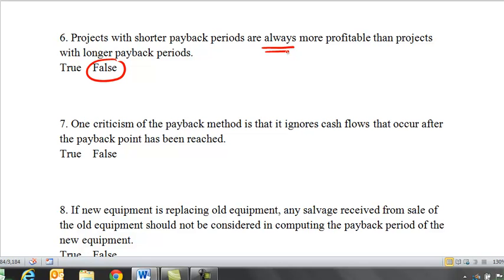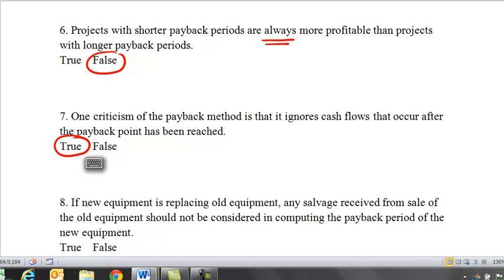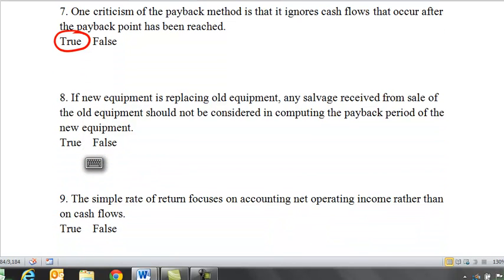Number 7. One criticism of the payback method is that it ignores cash flows that occur after the payback point has been reached. And that is true. If new equipment is replacing old equipment, any salvage value received from the sale of the old equipment should not be considered in computing the payback period of the new equipment. And that is false.